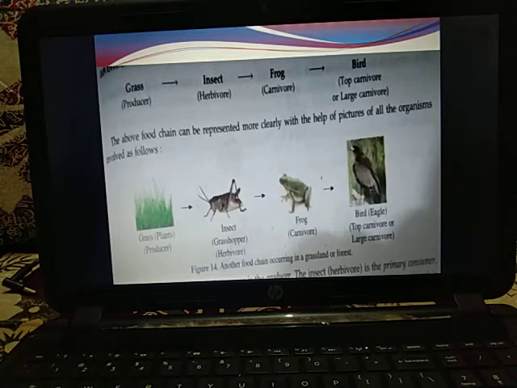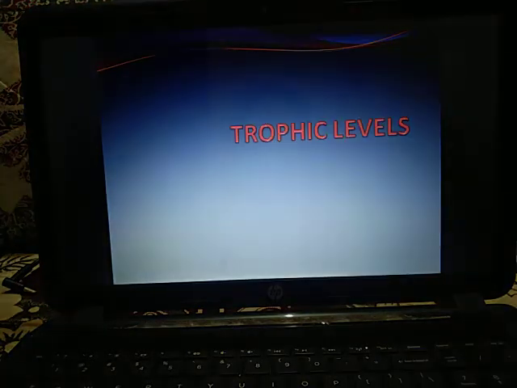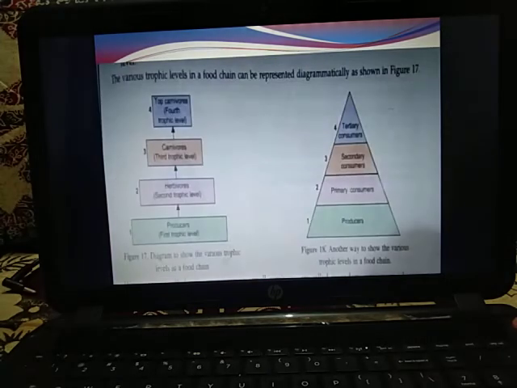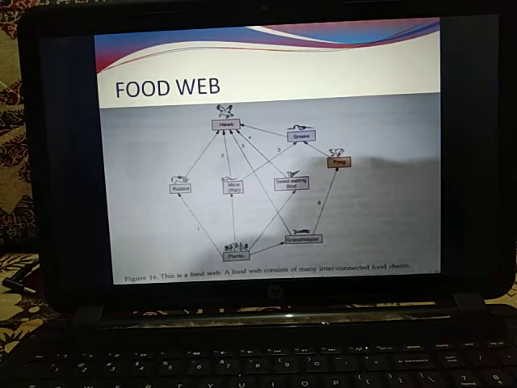Now the food chain, as we see in isolation, never exists in nature. Food chain always exists in the form of a web. So I'll show you the food web. The interconnection, or the network, of food chains is called the food web.